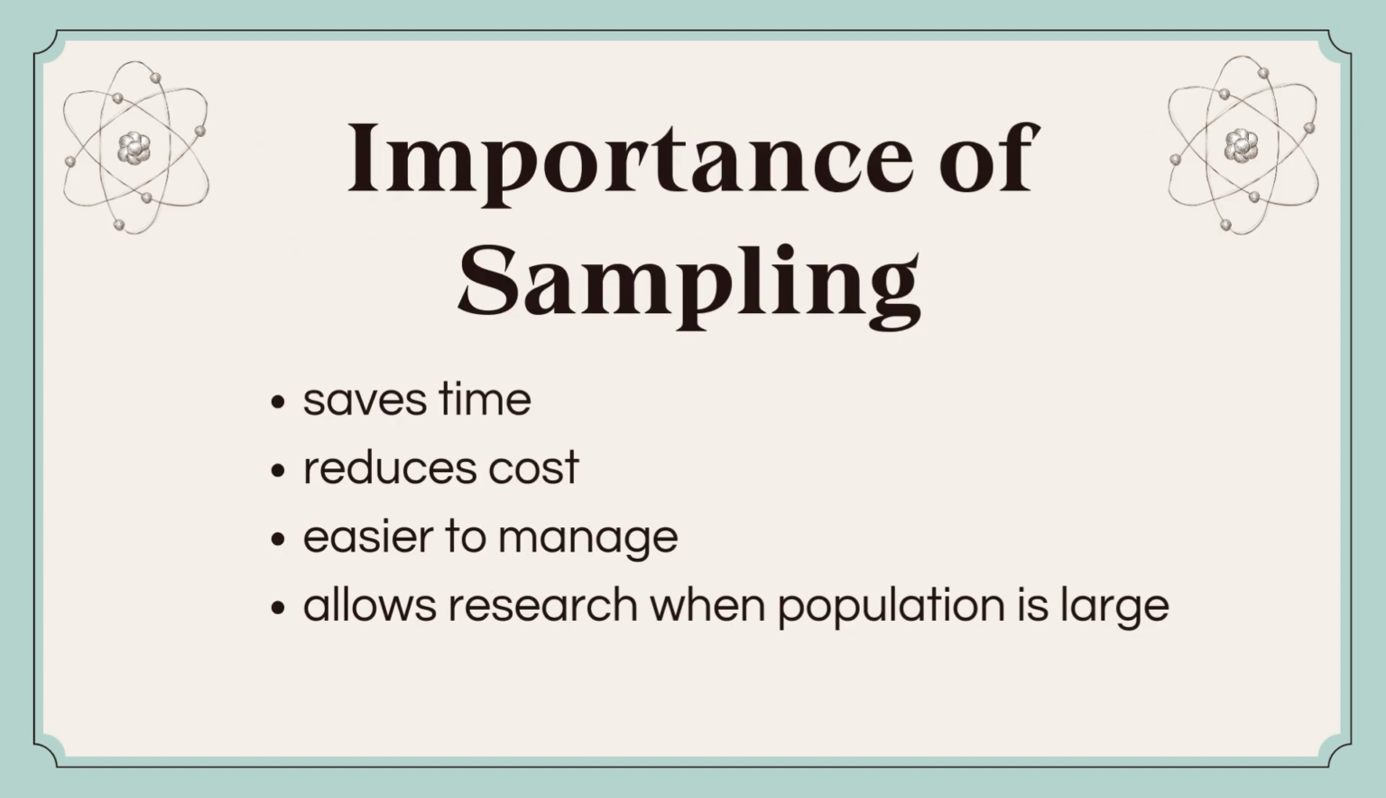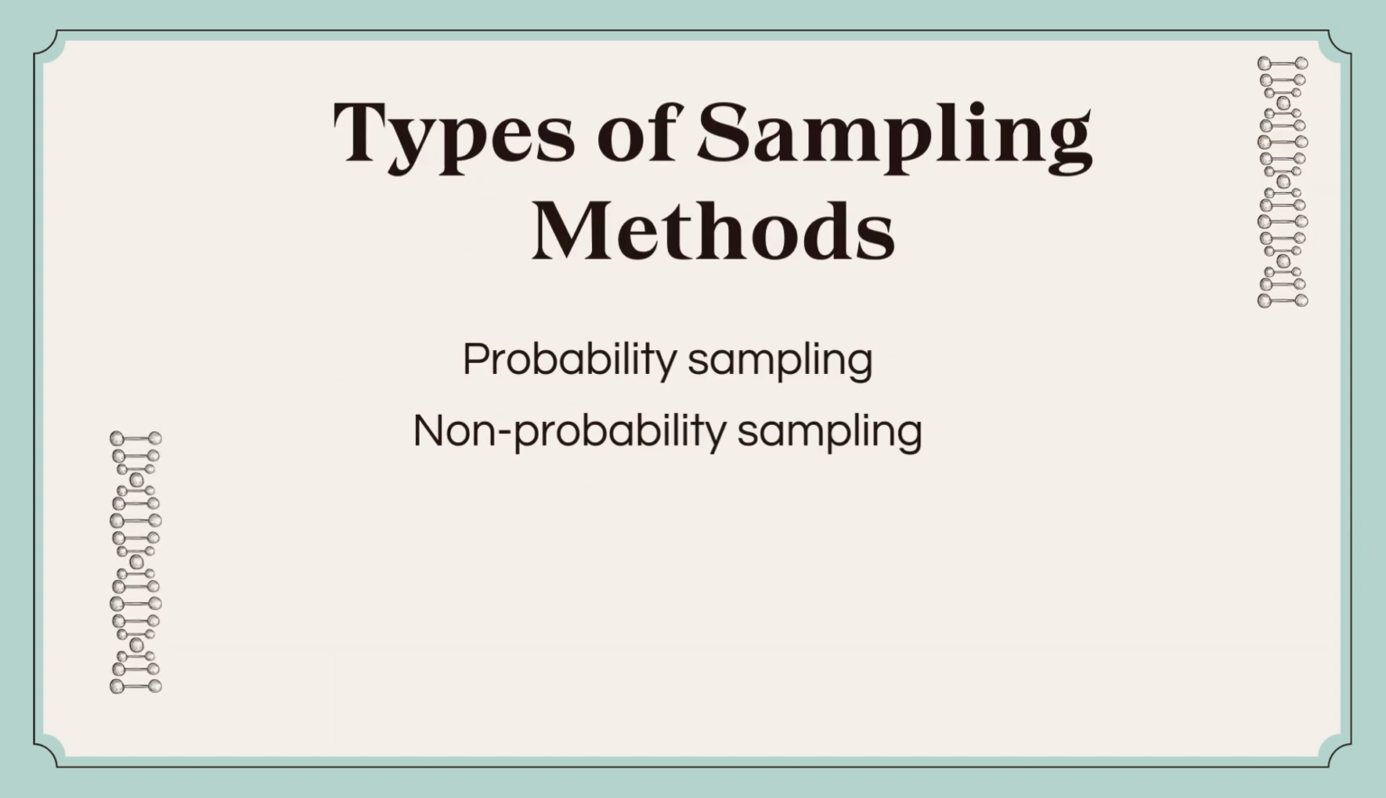Now, what is the importance of sampling? It saves time, it reduces cost, it's easier to manage, and it allows research when the population is large. So all of these are the importance of sampling. Now, there are two sampling methods: probability sampling and non-probability sampling.